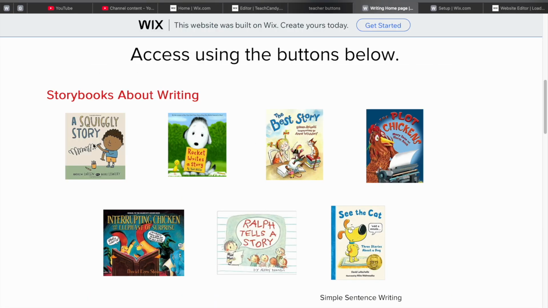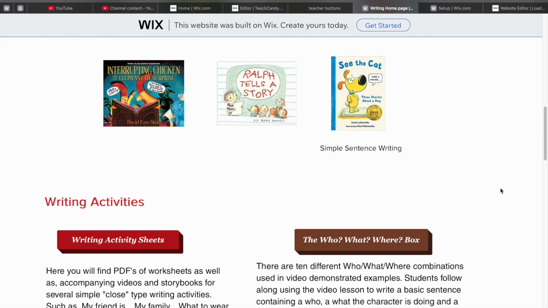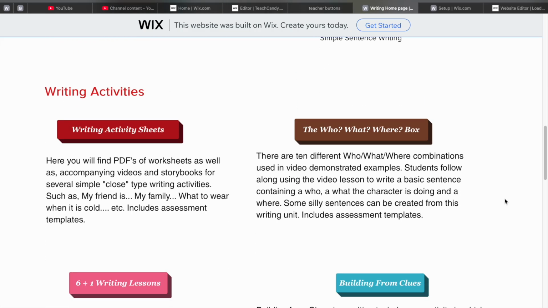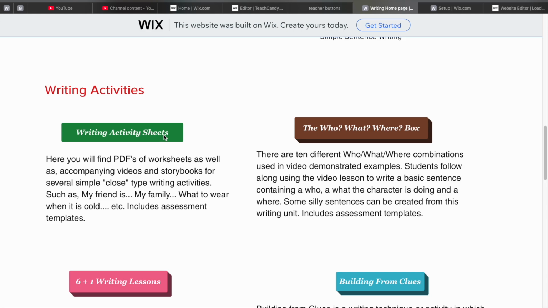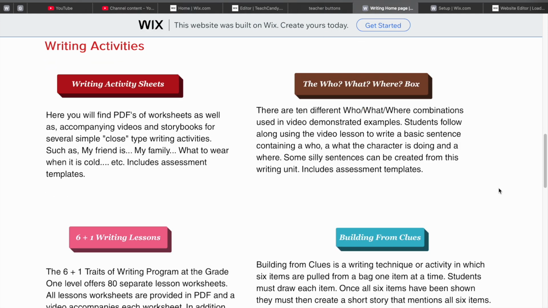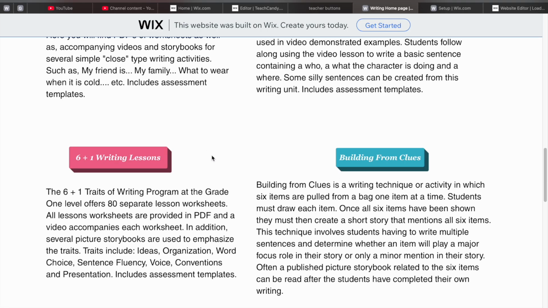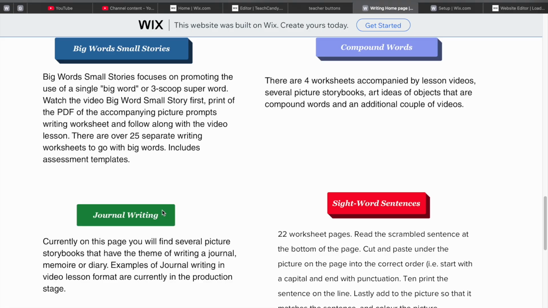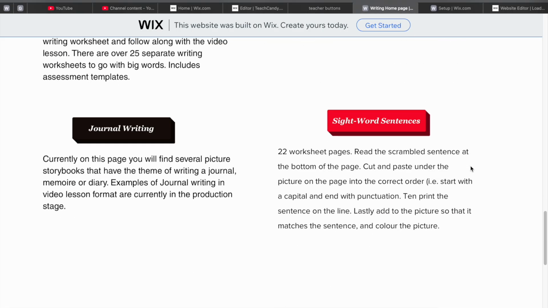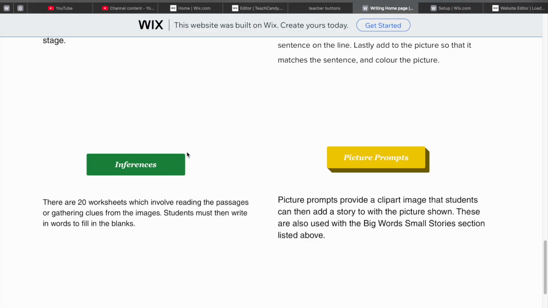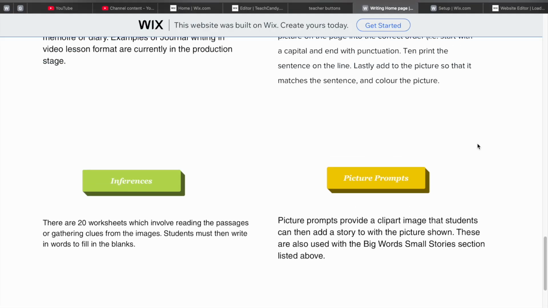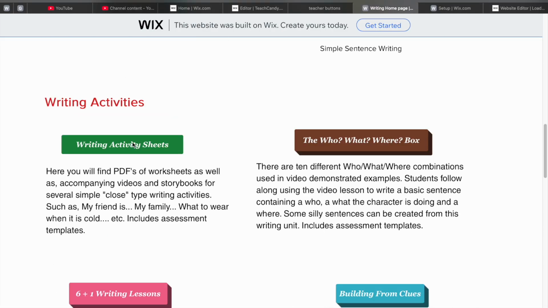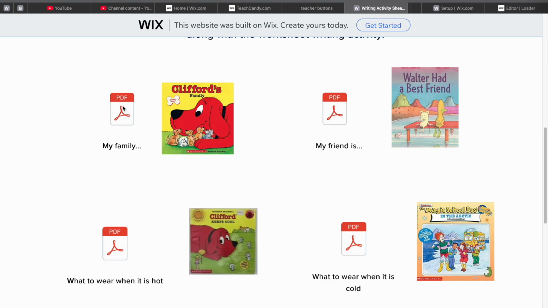Within the writing, you'll find there's some storybooks about writing, but you'll also find all the different categories. So we've got some writing activity sheets. We'll explore that first. Then the who, what, where box writing. 6+1 writing lessons. Building from clues. Big words, small stories. Some compound words worksheets. Journal writing examples. And sight word sentences. Inferences worksheets. And some picture prompts just to help out with some writing ideas. Let's explore each section. In the writing activity worksheets, you'll find there's a PDF of each worksheet.